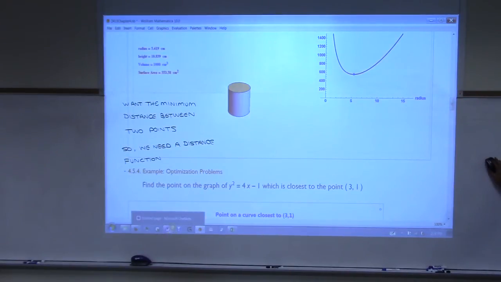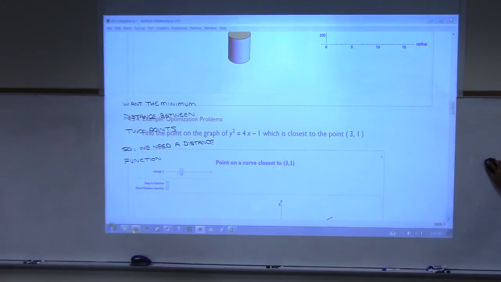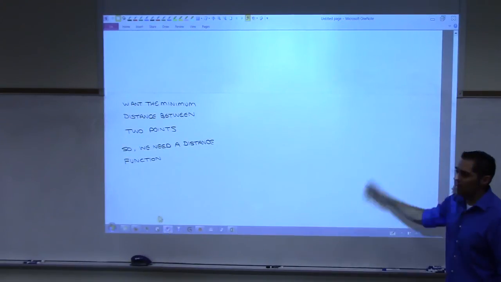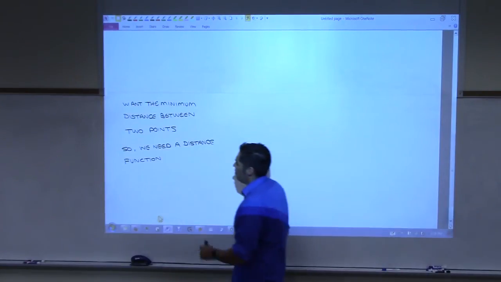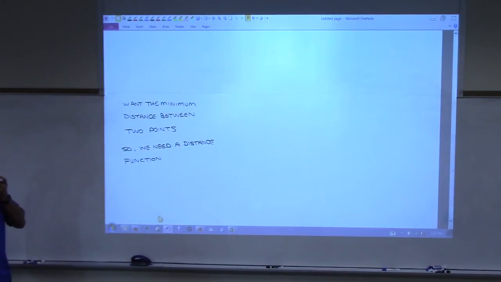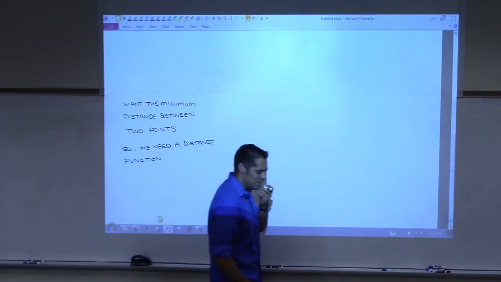So one thing you could do is spend some time graphing it. Go to Wolfram Alpha, graph it. But I claim we don't need any of it, right? I can do it all without a picture. So we want the minimum distance between 2 points, so we need a distance function. You ready for a distance function? Do we have a way of figuring out the distance between 2 points?